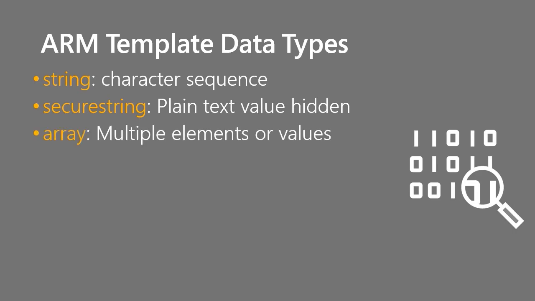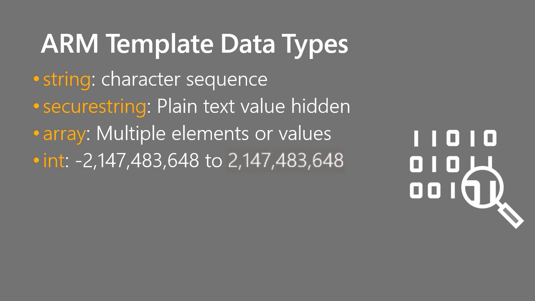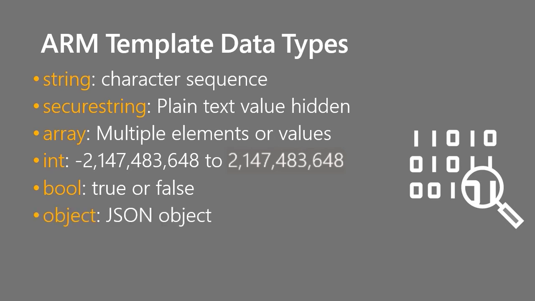We use the array data type for multiple elements or values. Integer gives you numeric data. Bool is Boolean, true or false. You actually use those words, true or false. And then there's two types of object where you can pass an entire JSON object as a data type, or you can take that object and mark it as secure object, in which case Azure will hide the plain text value of the object during and after deployment.